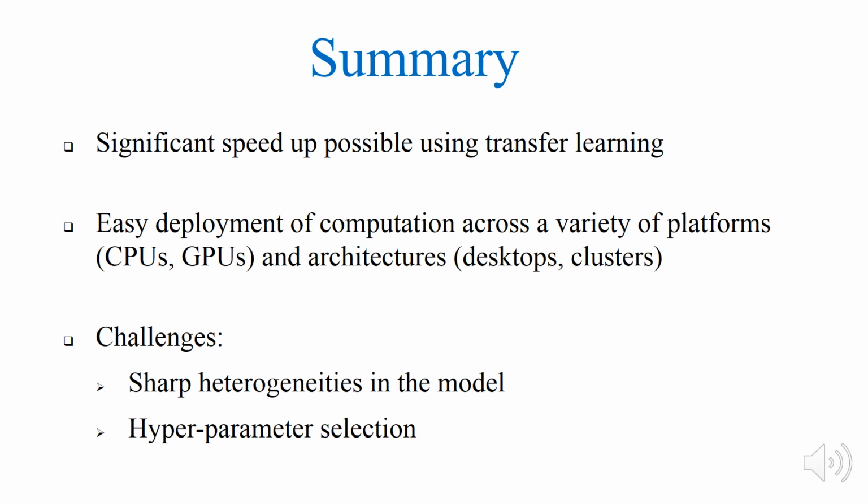However, there are some challenges that need to be addressed, and these are really open research questions in terms of what we do with sharp heterogeneities. How you can optimize PINNs for sharp heterogeneities still needs to be addressed. And there are several hyperparameters that we saw. Tuning those hyperparameters quickly is again a challenging question that needs to be addressed. With that, I would like to end my presentation.